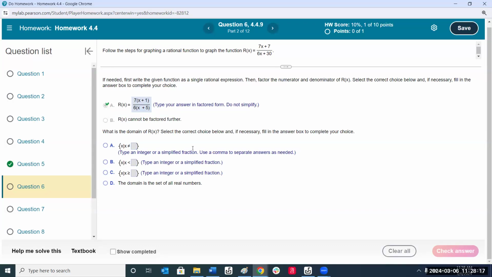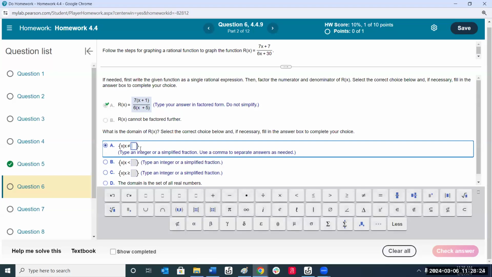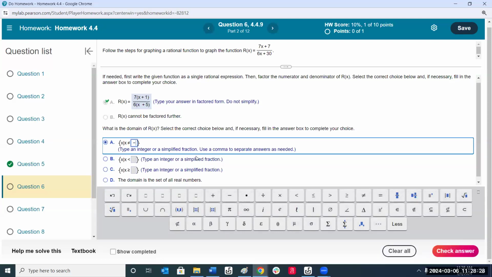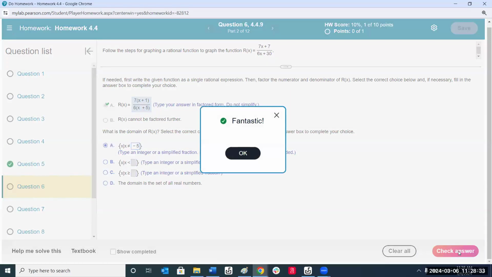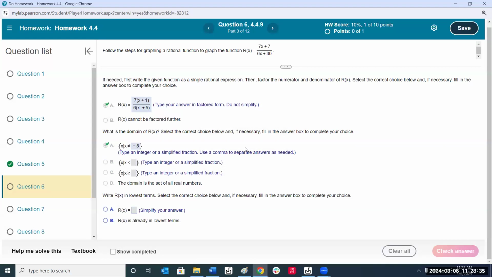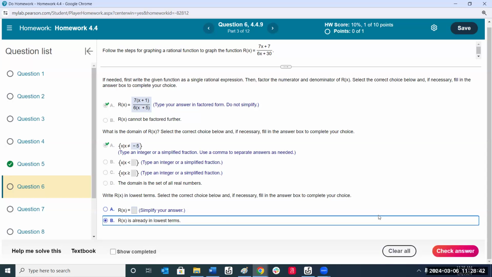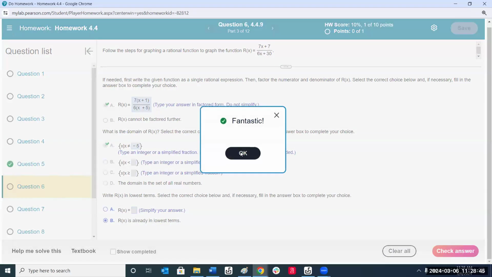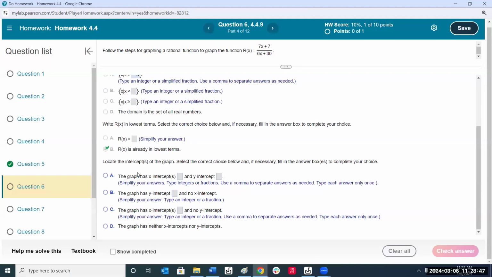What is the domain of R? It cannot equal -5. Write R in its lowest terms. It's already in its lowest terms, since nothing cancels. Locate the intercepts of the graph.